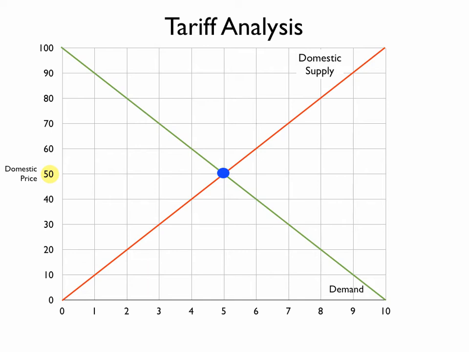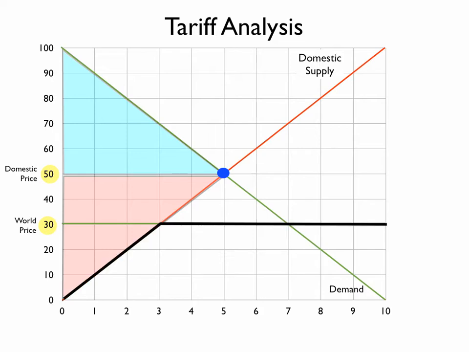Okay, now we're ready to talk about what would happen if you had a tariff. Let's begin with our supply and our demand and our surpluses and a domestic price of 50. If we were to allow imports to occur and the world price was at 30, for example, we remember that our new supply curve would be a kink. It would look like this.